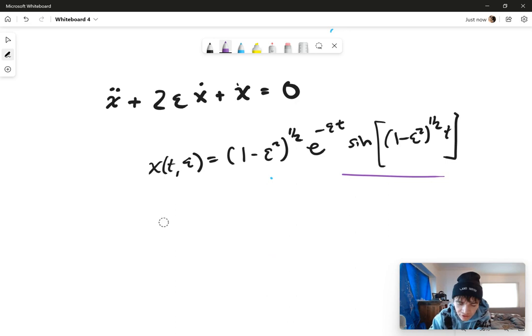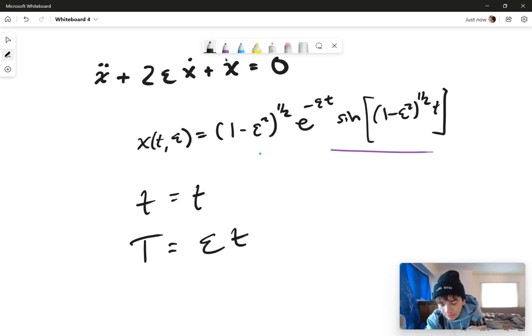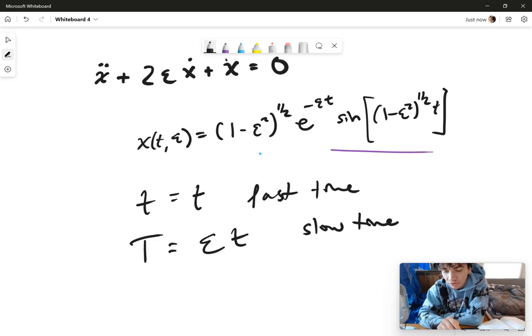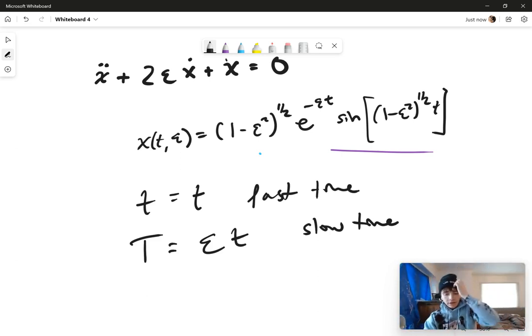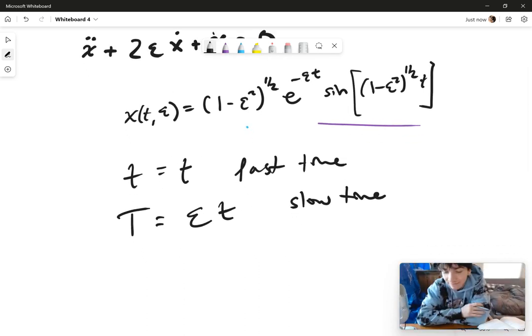And so by making this assumption, I'm going to choose two time values. I'm going to choose t, which is just equal to time, and then I'm going to choose capital T, which is going to be epsilon times t. Okay. And so essentially, this is going to be my fast time, and this is going to be my slow time, because it's going to grow much more slowly with respect to time. Okay. All right. And the key is I'm going to treat these as independent variables.